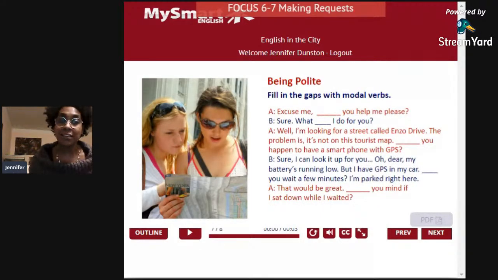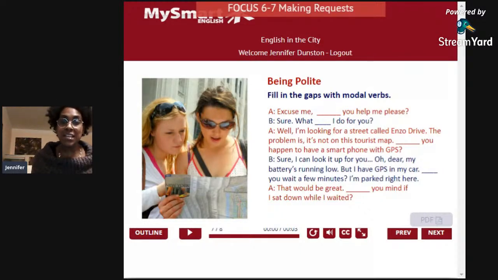Let's take a look at the next slide. Is everybody okay? Being polite. We know that the modal verbs for making requests are can I, can you, could I, could you, would you mind if, would it be okay if. So now going through this conversation, we have blue and red. We want to fill in the blanks with the proper modal verb. So the modal verbs are could, can, would. All right, let's take letter A.